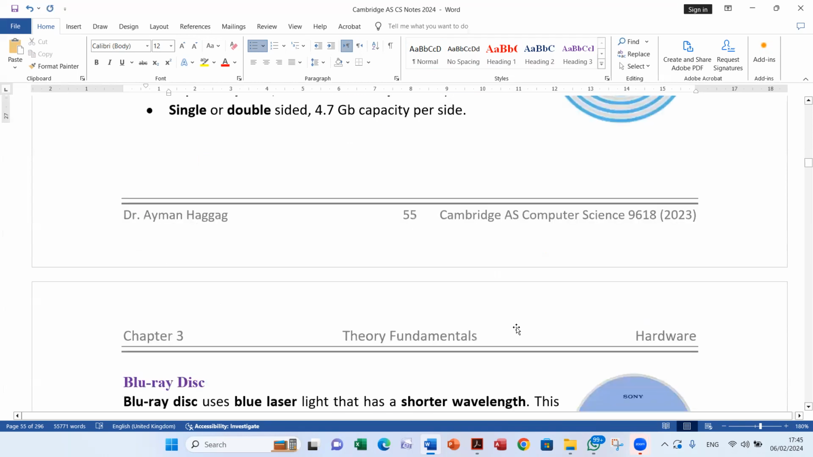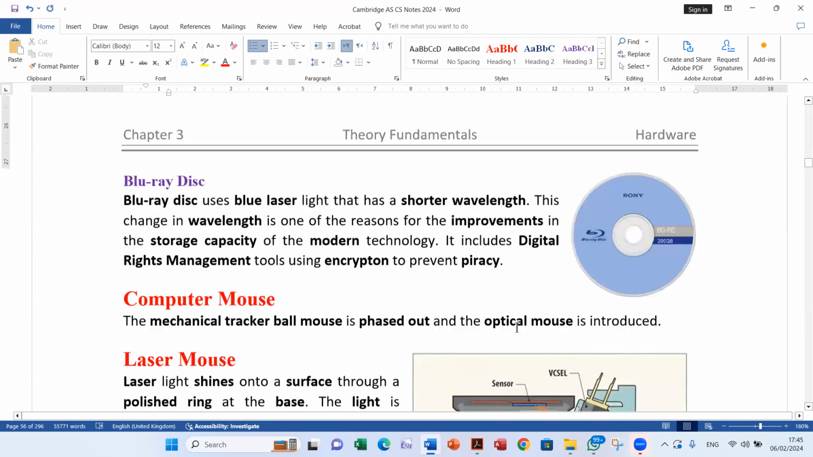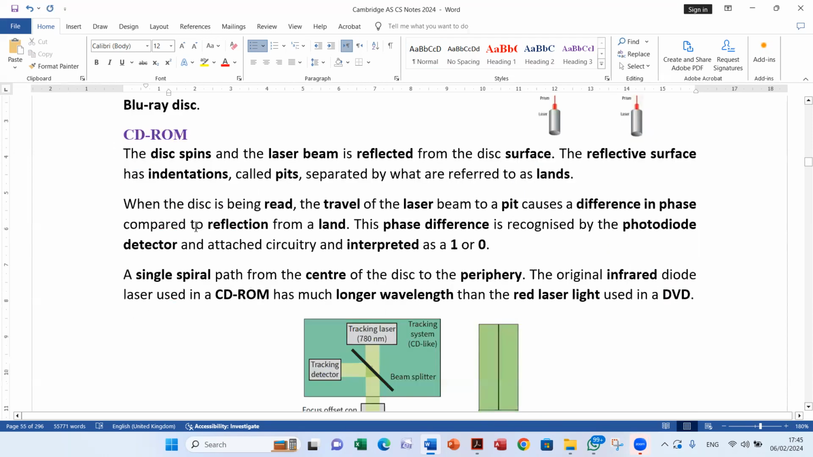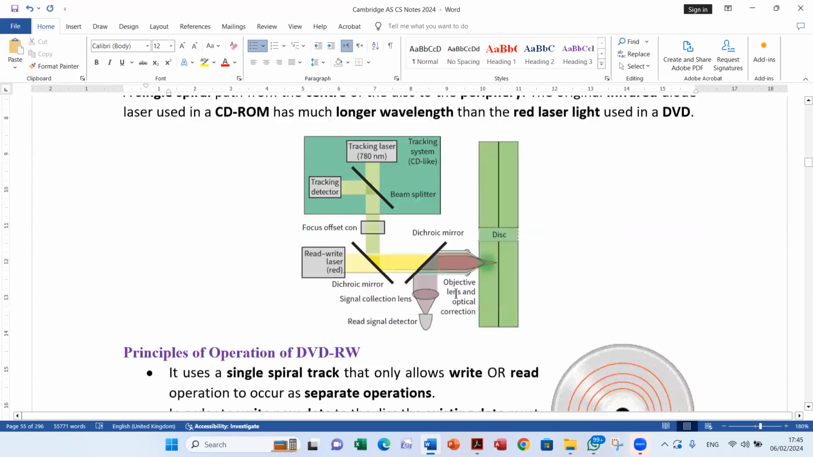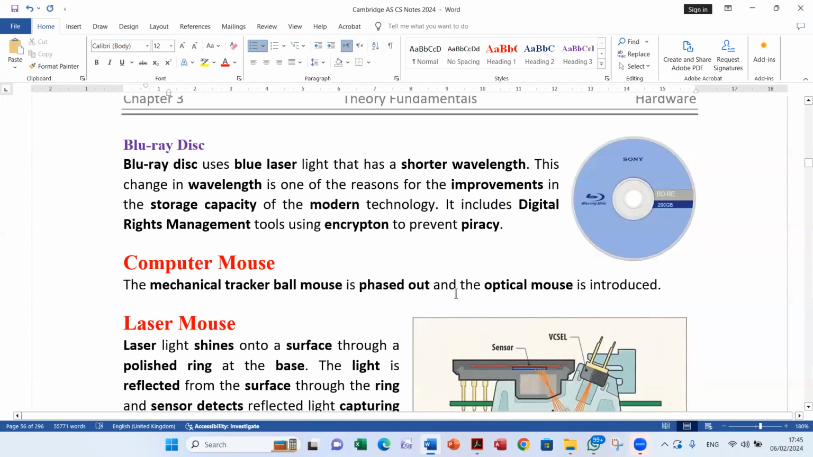Okay. Then the most popular one, the best one right now, is the Blu-ray disc. The Blu-ray disc uses a blue laser. Here we use a red laser. So the CD and DVD use a red laser. The Blu-ray disc uses a blue laser that has a shorter wavelength. This change in wavelength is one of the reasons for the improvement in the storage capacity of modern technology.